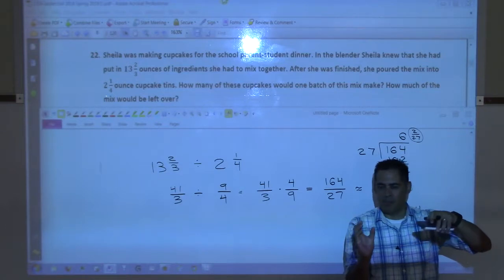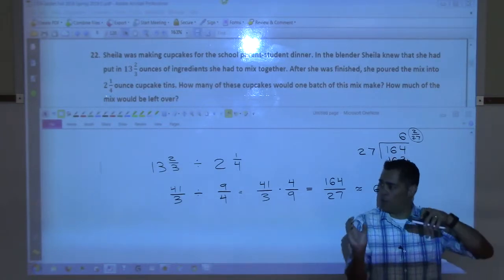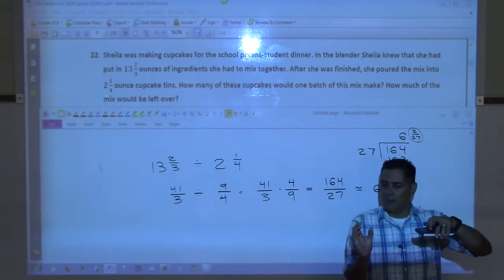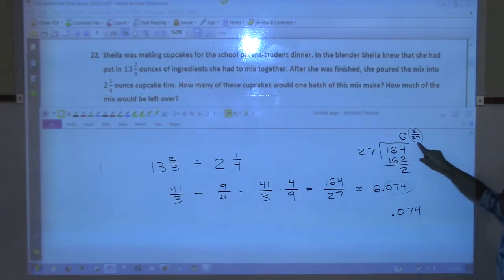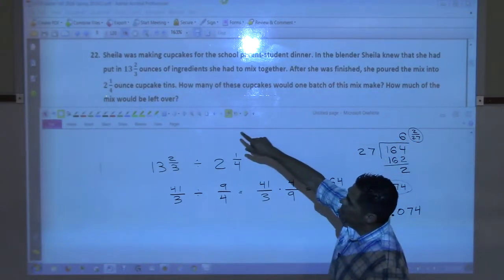How much mix? 2, right? Half, you just multiply 4 times half. Do y'all understand that? So what we need to do is take the amount of cupcake we have left and multiply it by the ounces in each cupcake. And how many ounces are in each cupcake?